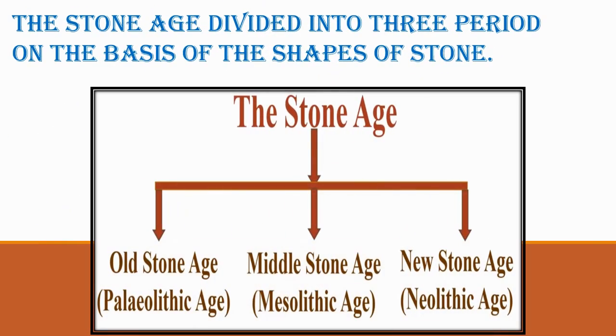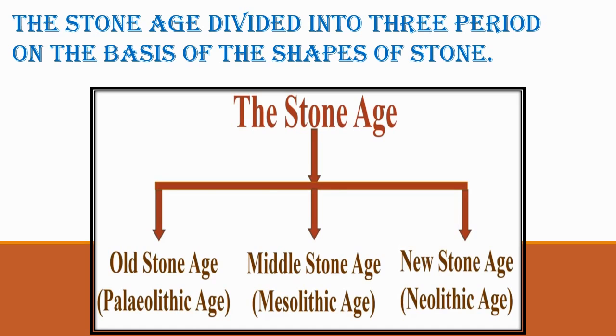The Stone Age divided into three periods on the basis of the shapes of stone. So student, the period in which stone tools were found is called the Stone Age. In this period, humans mostly made objects from stone. They also learned different things related to stone, for example, how to create fire from stone.